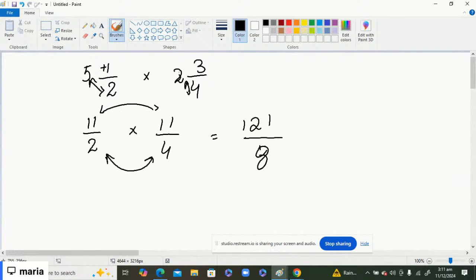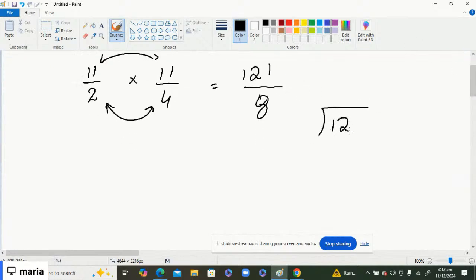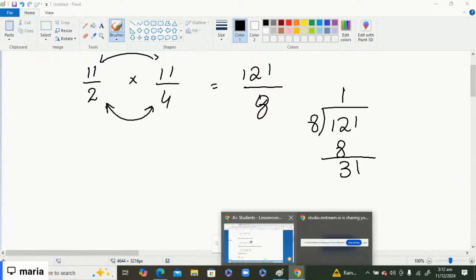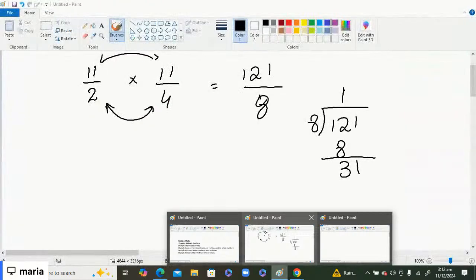So how are we going to convert? Let's divide 121 by 8. So 8 times 1 is 8. How much is left? 12 minus 8 is 4, and bring down the 1. In this way we get our answer, which is 121 over 8, which is 15 and 1 by 8.